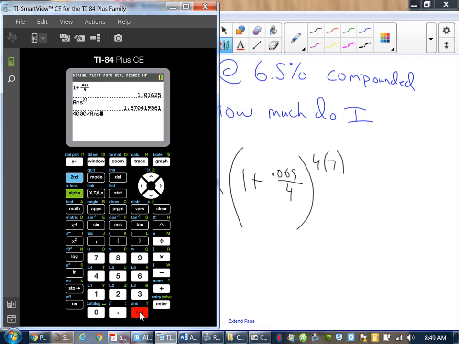You guys remember how to use the answer key on your calculator? This is where using that answer button is really, really helpful. I should deposit $2,547.09 if I want my money to be $4,000 in 7 years.